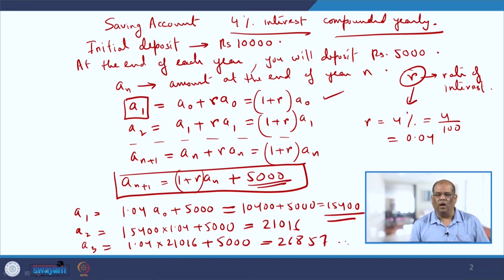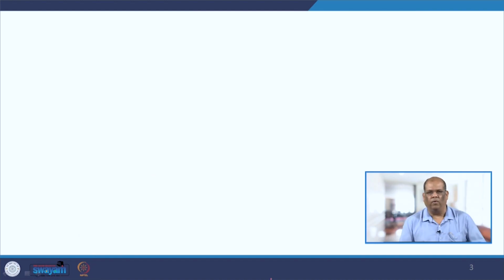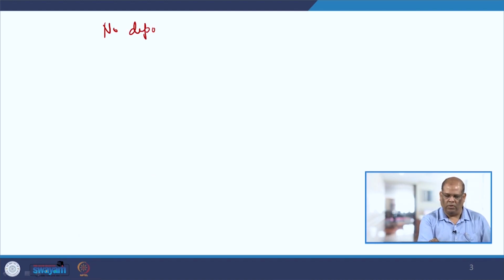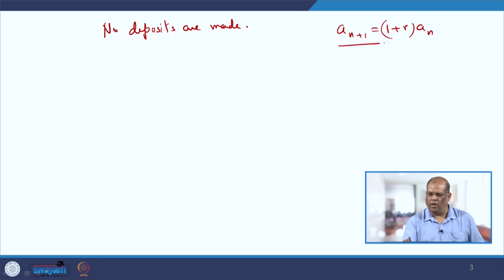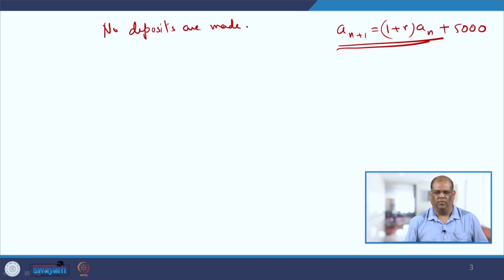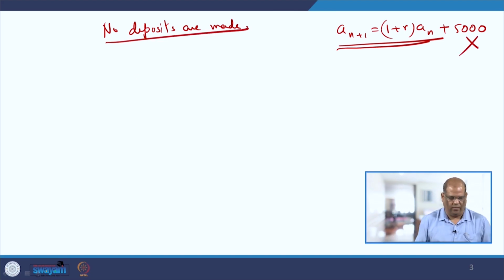Now, let us consider a different scenario. In this particular scenario, no deposits are made. Your model was A_(n+1) equal to (1 plus r) into A_n initially, and then we said that every year we add this 5,000 rupees to it. But now this 5,000 will not happen, no deposits are made.